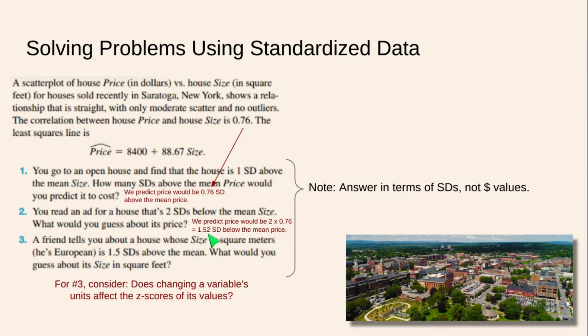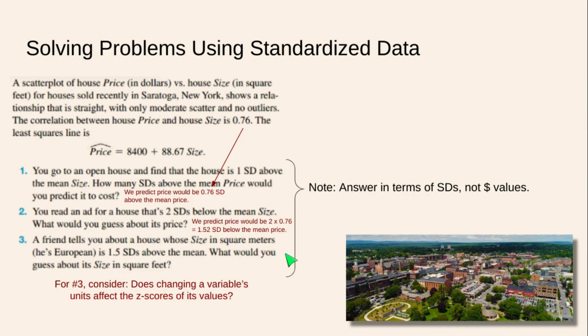Okay, number 3 is kind of a trick question. A friend tells you about a house whose size in square meters, he's European, we're using the metric system, is 1.5 standard deviations above the mean. What would you guess about its size in square feet?